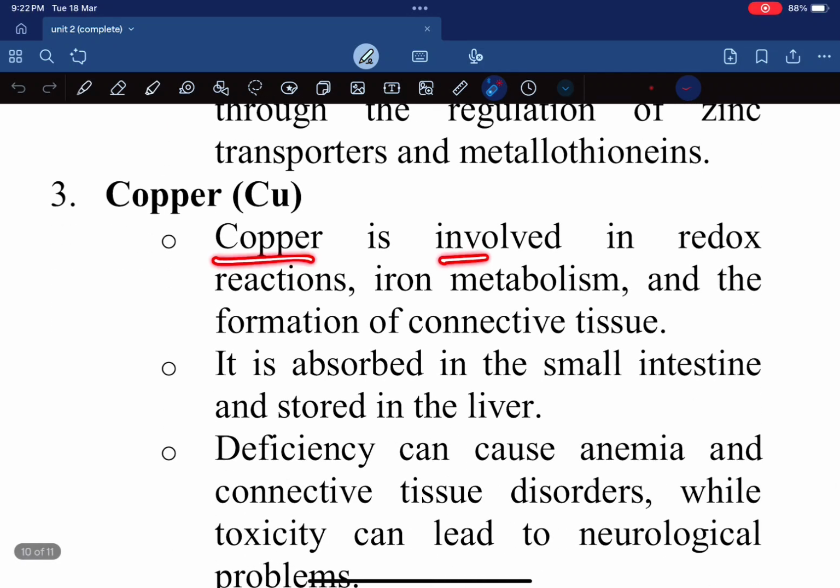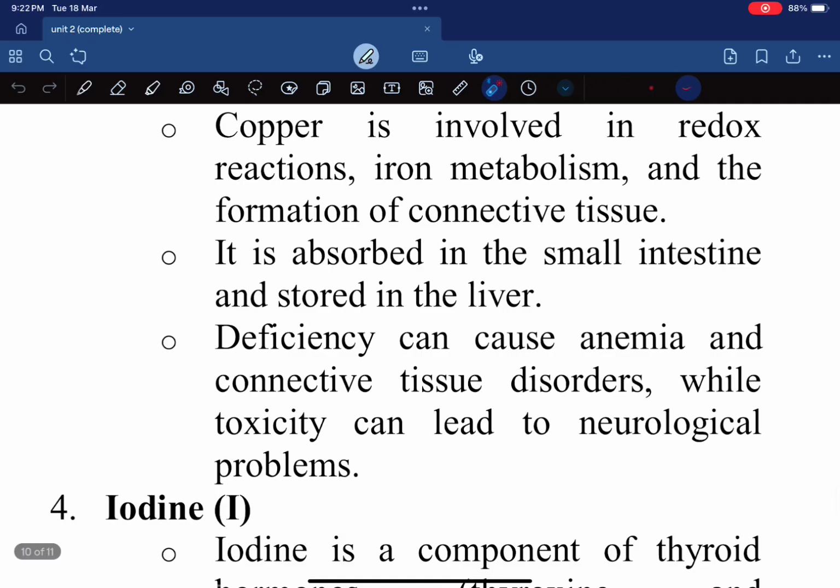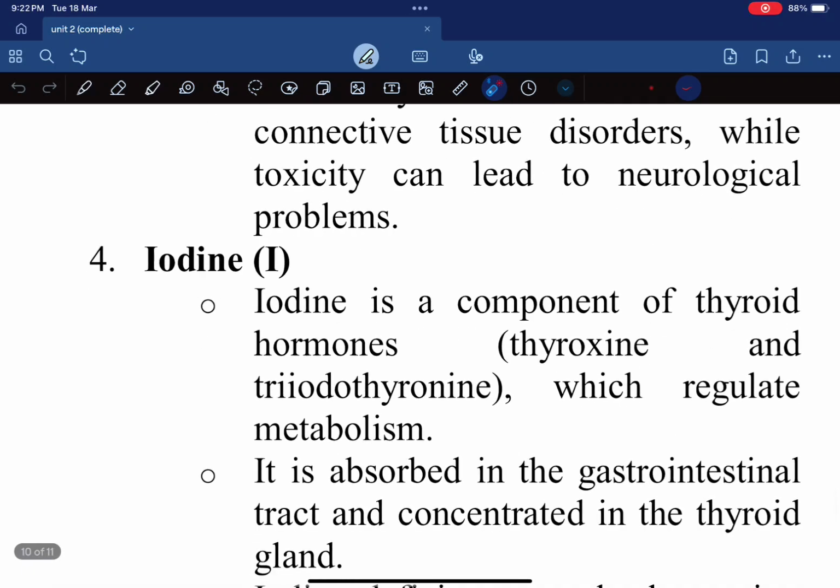Third, copper. Copper is involved in redox reactions, iron metabolism, and the formation of connective tissue. It is absorbed in the small intestine and stored in the liver. Deficiency can cause anemia and connective tissue disorders, while toxicity can lead to neurological problems.